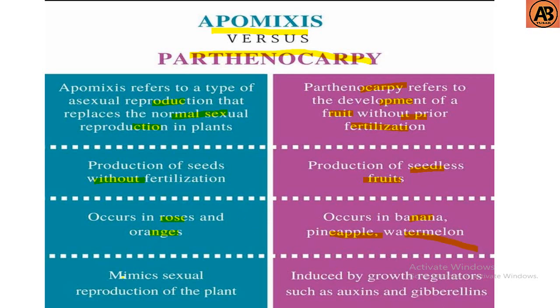Then apomixis mimics the sexual reproduction of the plant. On the other hand, parthenocarpy is induced by growth regulators such as auxins and gibberellins. So these are the main dissimilarities of apomixis and parthenocarpy.